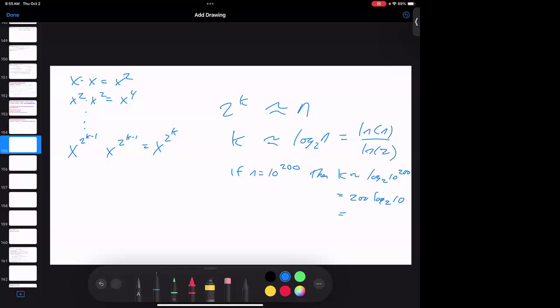What's a power of 2 that's greater than 10? 2 to the 3rd is 8. 2 to the 4th, right? So this is going to be less than or equal to 2 times the log base 2 of 16, which is 4. That's less than 800. We can do 800 steps.